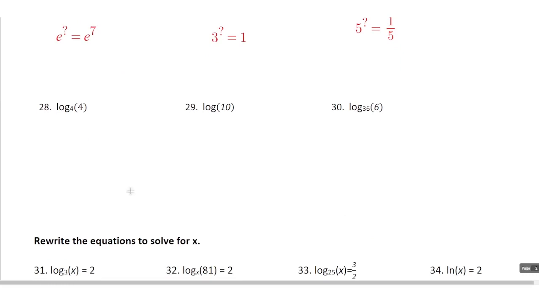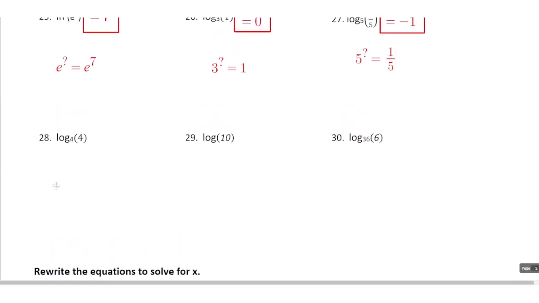Number 28, we are trying to answer the question 4 to what power is 4? And if you ever get a question like this where the base is the same as the number, then this thing will always just equal 1, because when you raise something to the first power, it doesn't change the value. So 4 to the first power is 4.